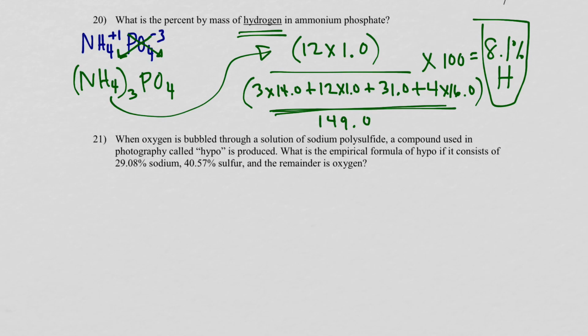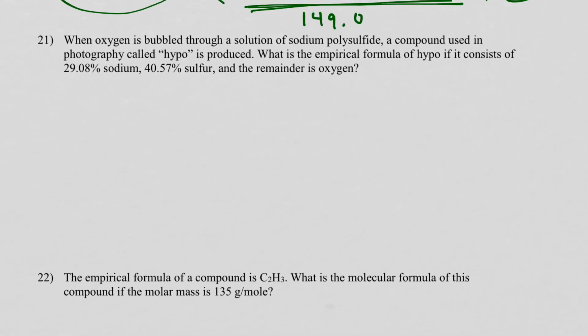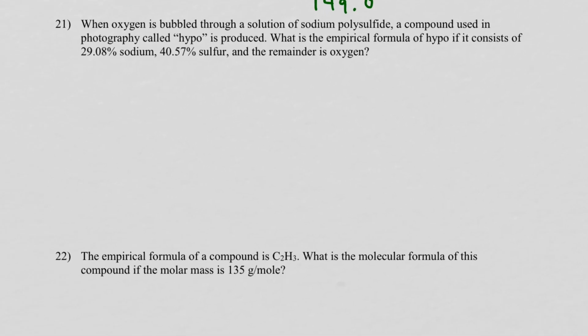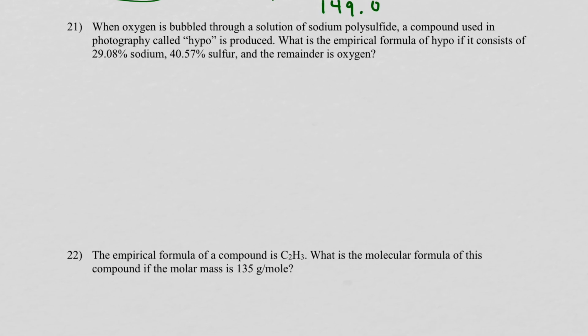Moving on to number 21. Number 21 is an empirical formula problem. If you remember from the regular part of the semester, empirical formula is a pretty involved process. It has a series of steps. The most important thing in being successful in an empirical formula problem is not leaving out a step.